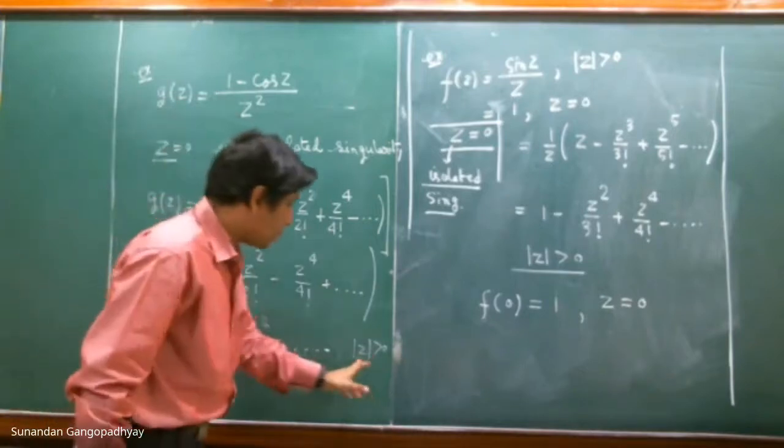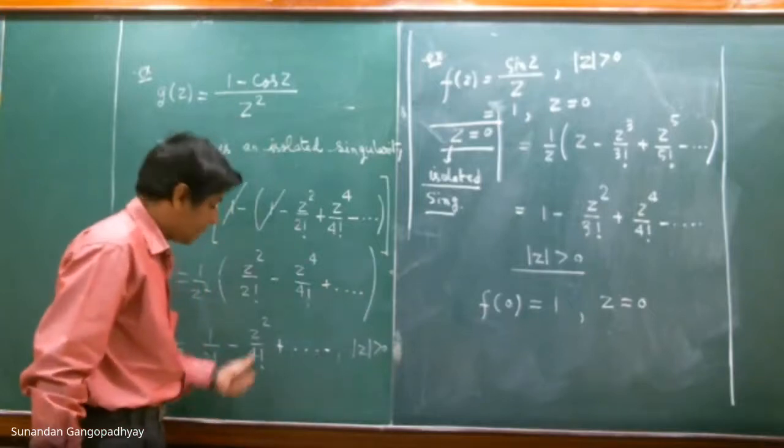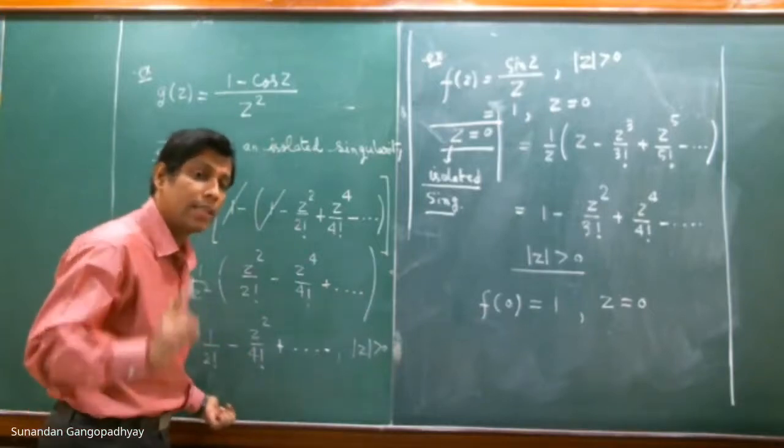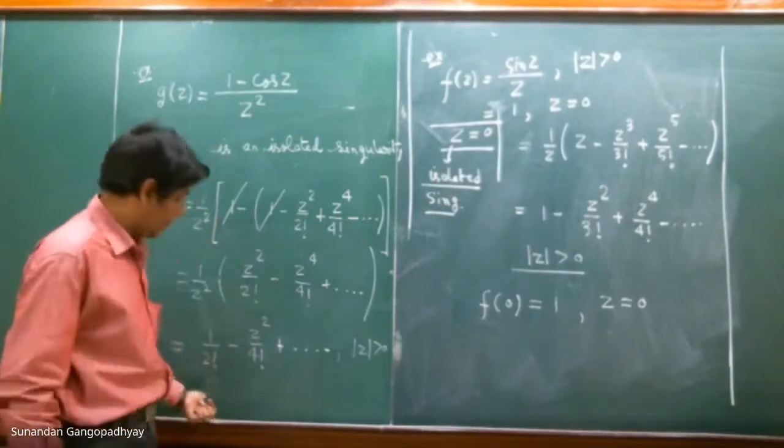So for mod z greater than 0, this is the expansion, and you see that there are no powers of z in the denominator. So all the Cn's for all the negative n's, the negative integers, are 0.